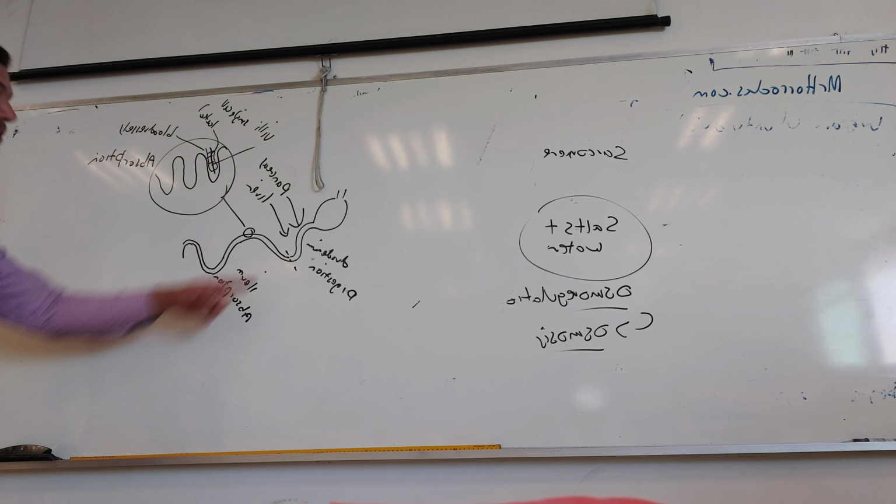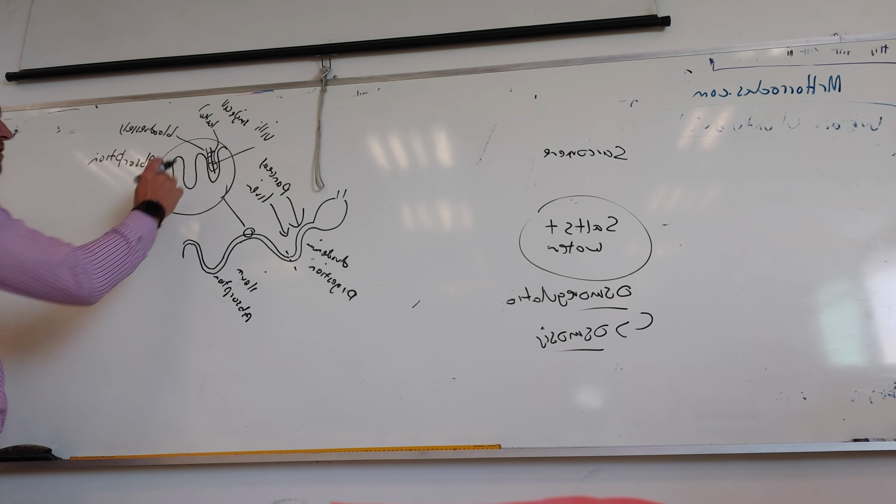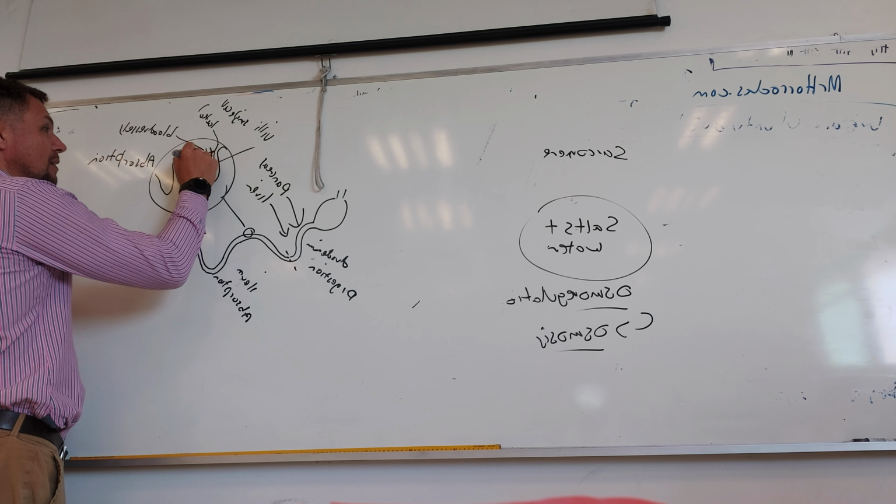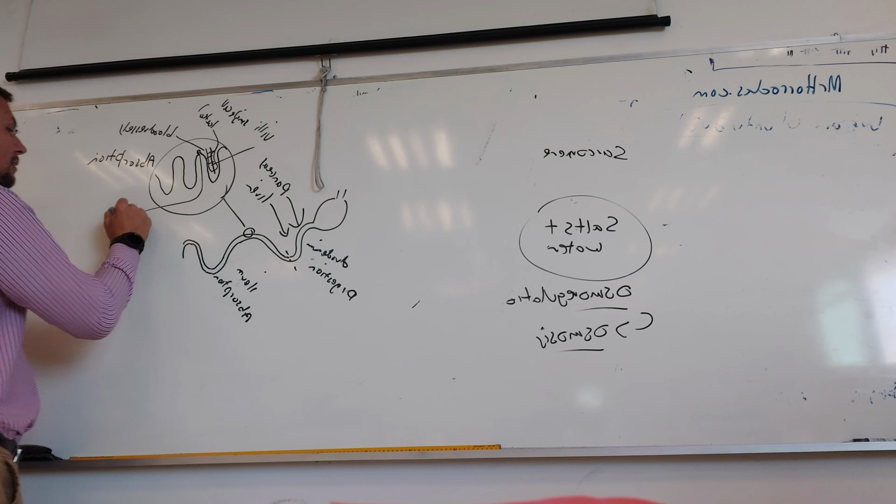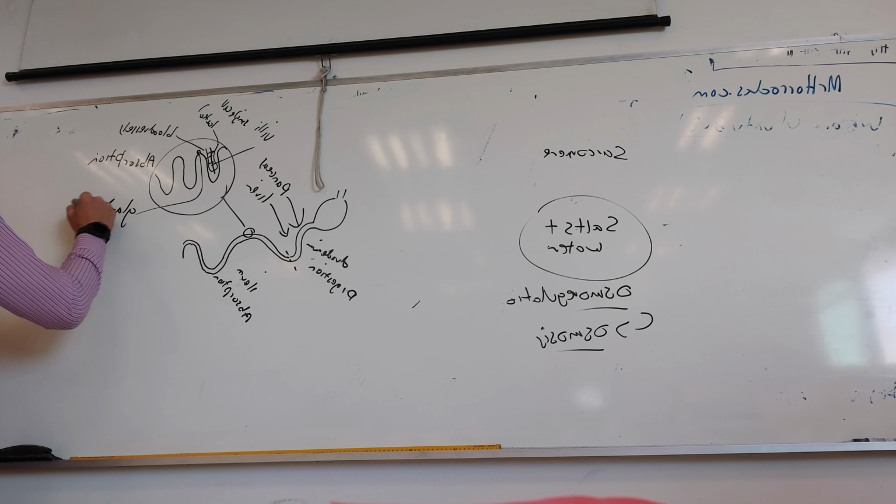Now, what's the difference between the duodenum lining and the lining of this part? Well, you've got some glands in between here. And the glands can secrete some enzymes.